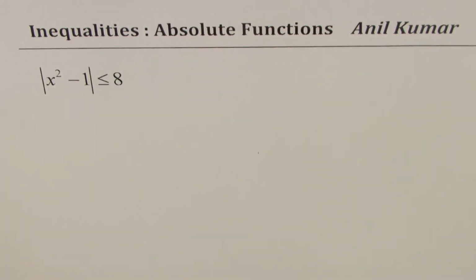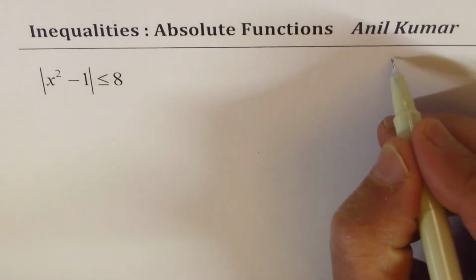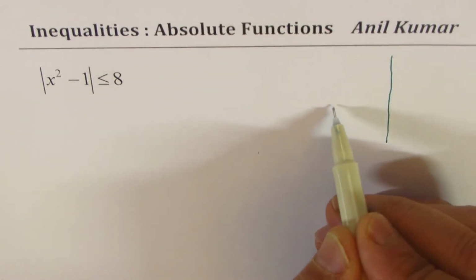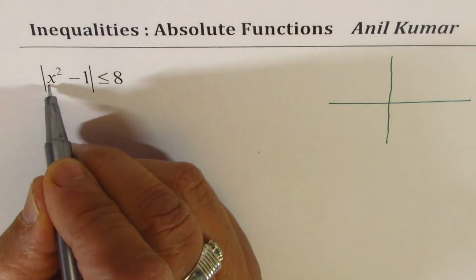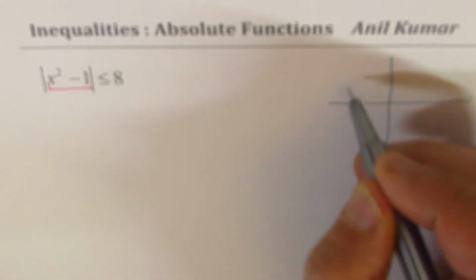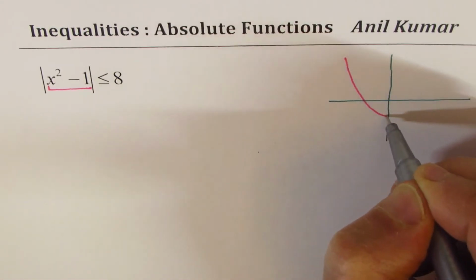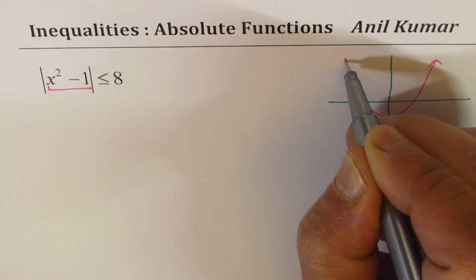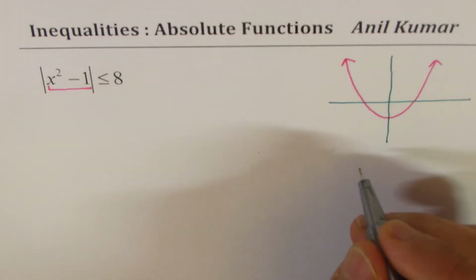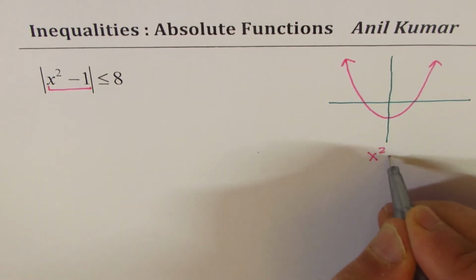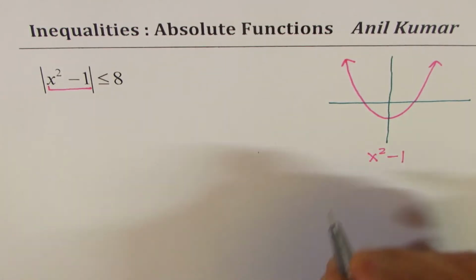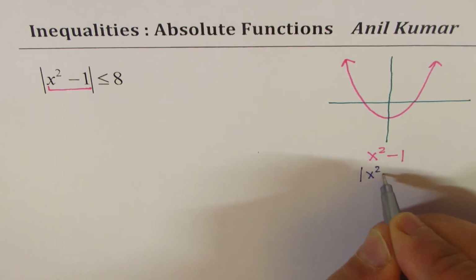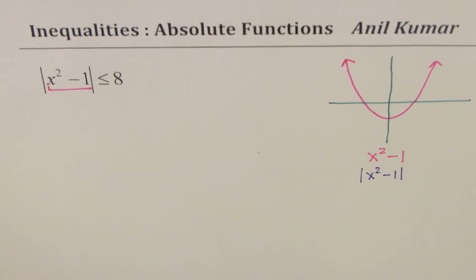to 8. So let's sketch this. How to sketch a quadratic function with absolute value? Basically, we'll first sketch the inside part, which is x squared minus 1, which is simple. It's a parabola, kind of like this, right? So this parabola, we are sketching x squared minus 1. Now if I have to do the absolute value of x squared minus 1, then what should I do?